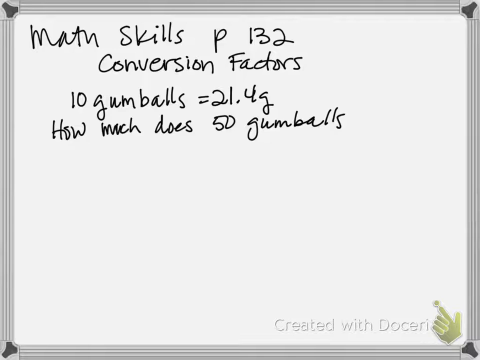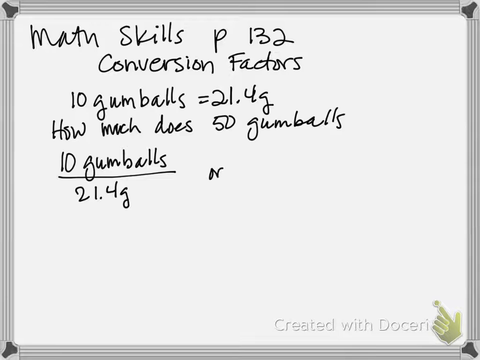So that means there's two different unit conversions I could write. I could either write 10 gumballs over 21.4 grams, or I could write 21.4 grams over 10 gumballs. I can write either of those because remember, a unit conversion is a fraction that's equal to 1. And as long as the numerator and denominator are equal, that fraction is equal to 1.